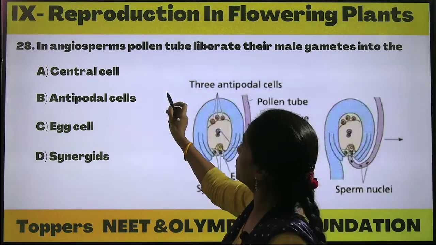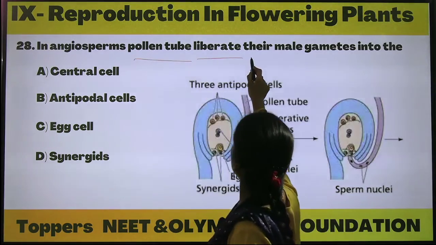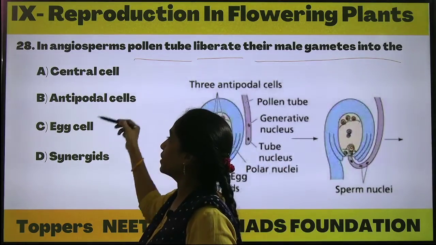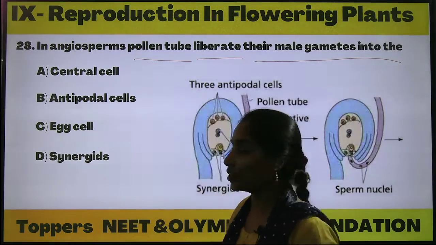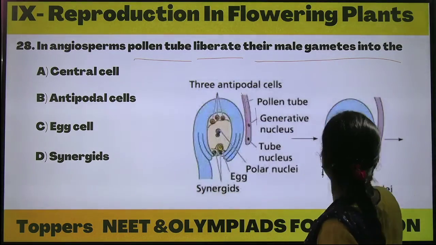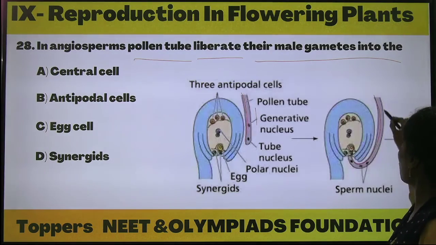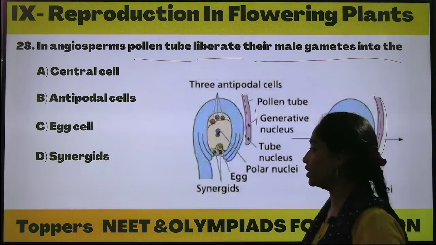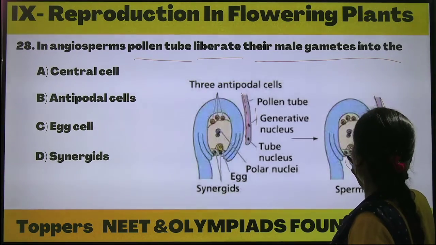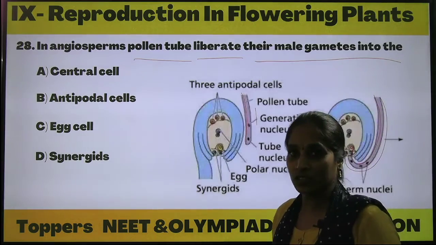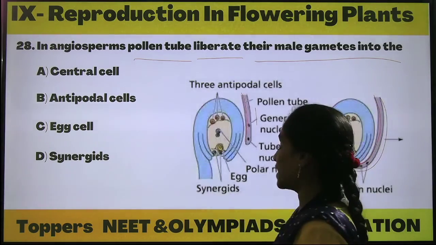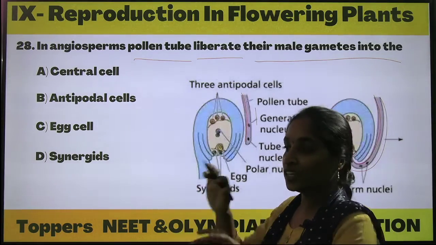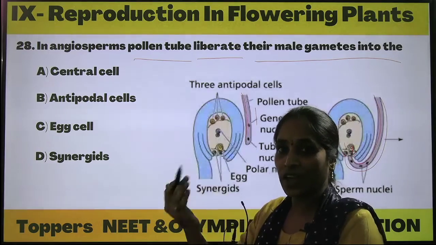In angiosperms, pollen tubes liberate their male gametes into the central cell, antipodals, egg cell or the synergids. Okay, the pollen tube, this is a pollen tube. Here you can observe very clearly. As it is moving towards the micropylar region, where is the micropyle? The entry point of the ovule towards the embryo sac, starting exactly from the synergids and the egg cell.